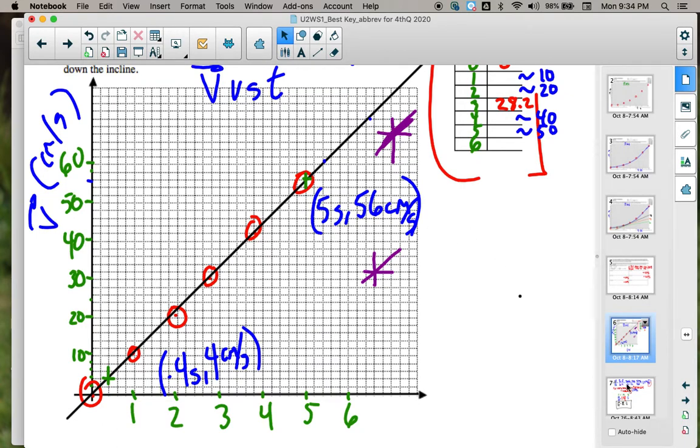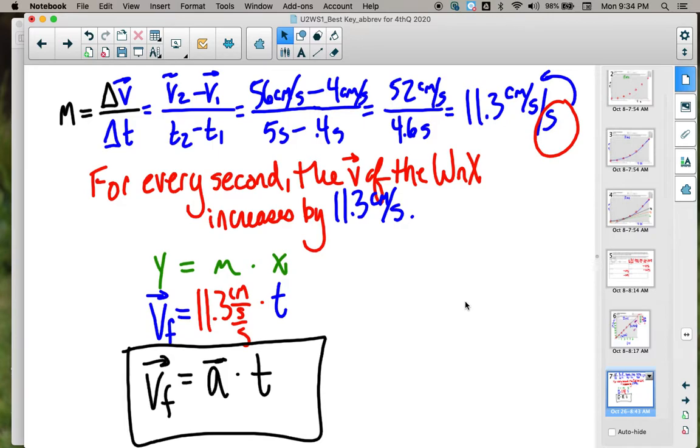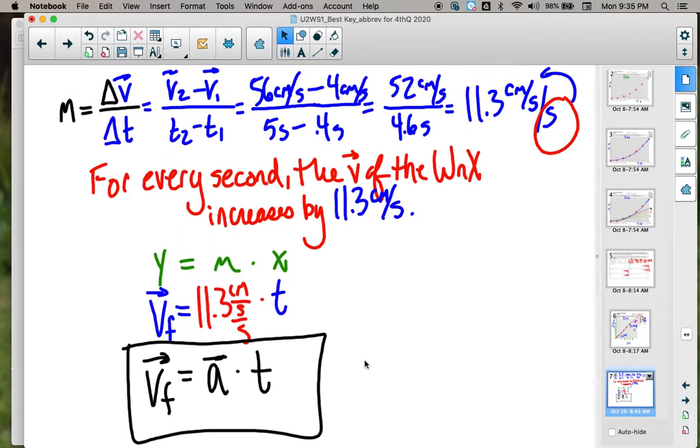It was speeding up. When we did a further analysis of the graph, we found out the slope was approximately 11.3 centimeters per second, which meant for every second, the velocity of the wheel and axle was increasing. We called that new idea of velocity changing or increasing acceleration. Here is a specific mathematical model for this velocity versus time graph and a general equation for this velocity versus time graph. But that wasn't the only way we found out the wheel and axle was accelerating.